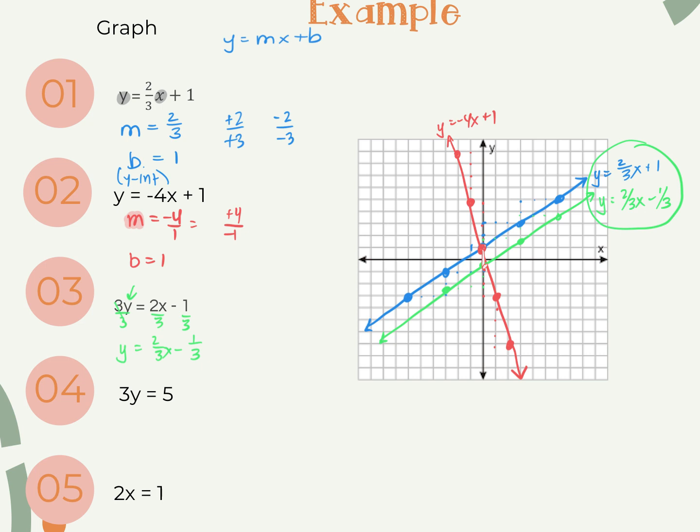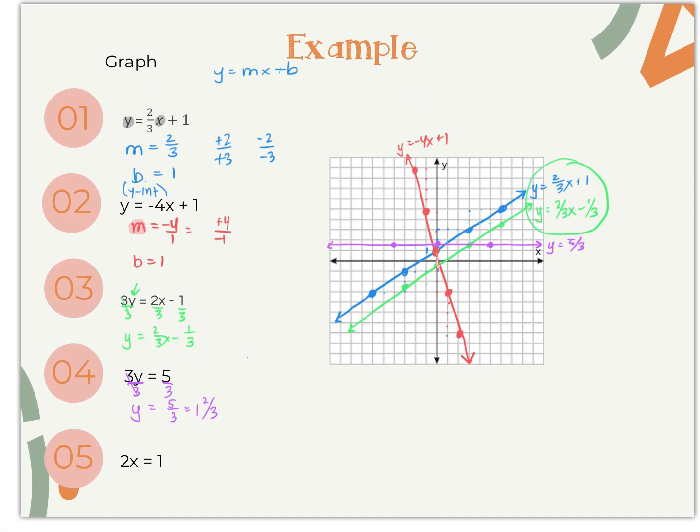Okay, so let's go here to 3y equals 5. I'm going to divide both sides by 3, and notice that I get y equals 5/3, which is the same as 1 and 2/3. So what it says is y equals 1 and 2/3. That means that every single y value is always going to be 1 and 2/3. No matter what my x is, my y is always going to be 1 and 2/3. That means that I've got this horizontal line. Okay, so y equals 5/3. And again, it's just asking me to graph here.